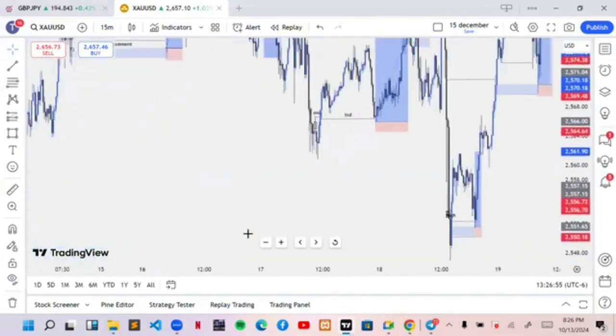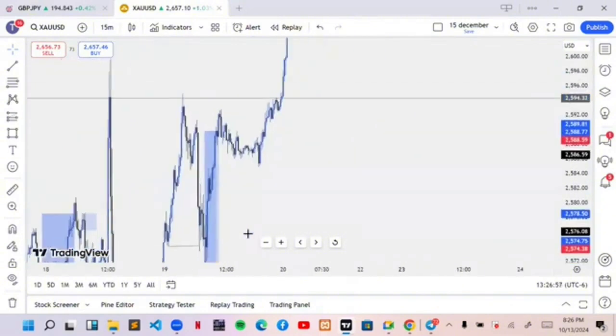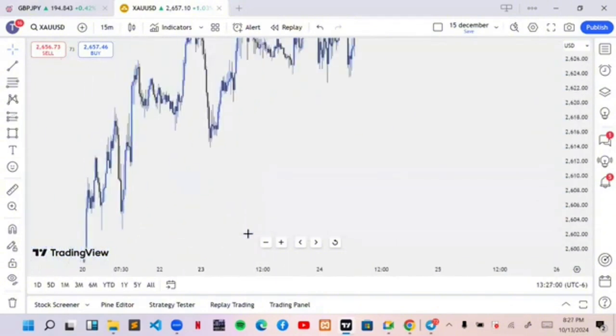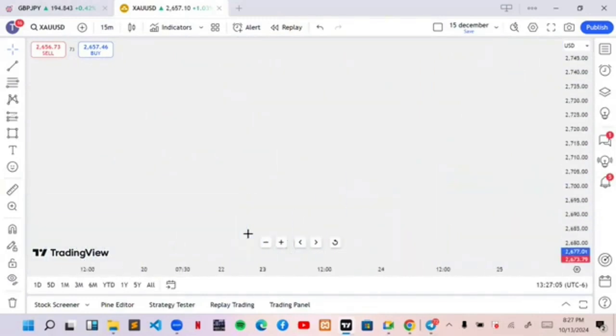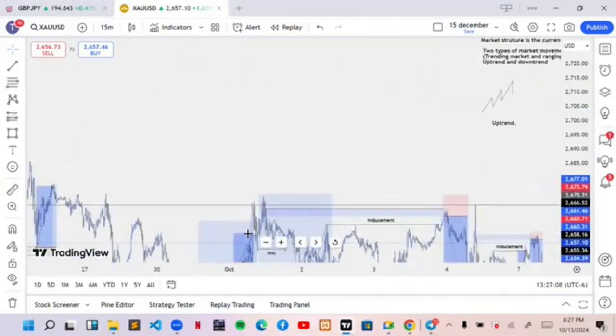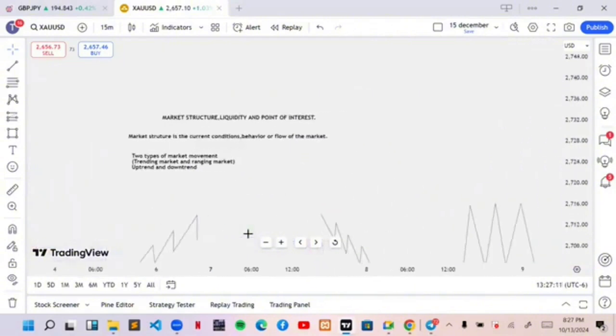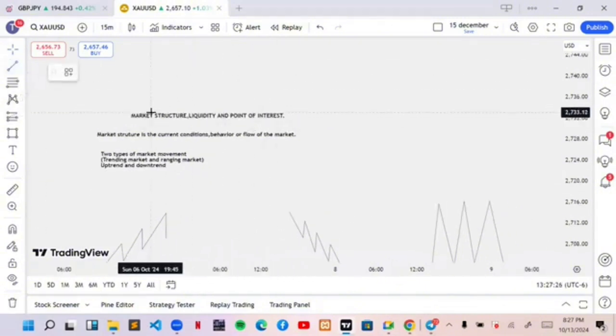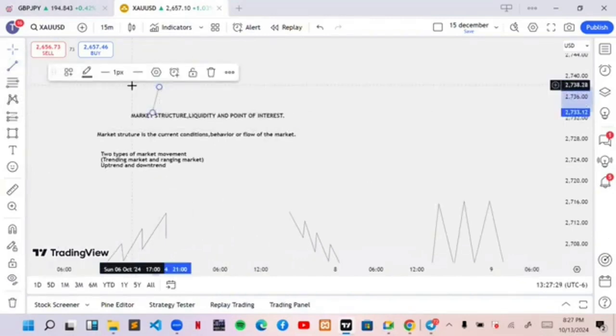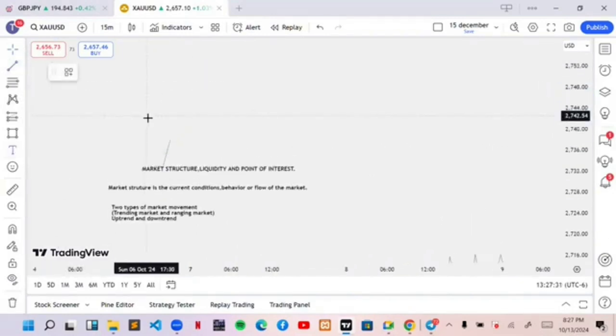So I've mentioned what market structure is. Market structure is the current behavior, condition, and the current flow of the market. And I said that there are three market movement types: we have the uptrend, the downtrend, and the ranging market. So that being said, let me now mention the two things I pay attention to when I look at the market structure part of my strategy. There is the market structure shift, and then there is the break of structure.